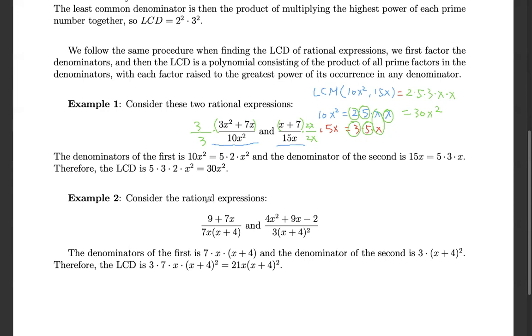Now let's see example 2. So the first one, we have the denominator will have 2 factors. We have 7x and x plus 4. And the second one, we have 3 times x plus 4 squared, right? So we need to find the least common multiple of 7x, x plus 4, and 3 times x plus 4 squared.